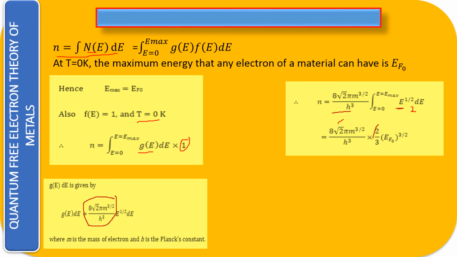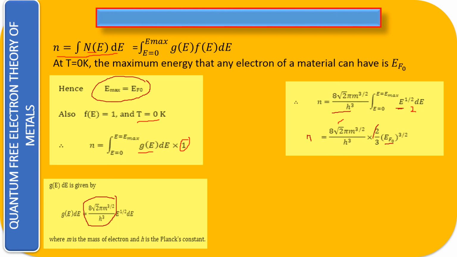Right? Put the upper limit and lower limit. The upper limit is equal to E max, and E max is nothing but your Fermi energy, EF0. You see over here, E max is equal to the Fermi energy, EF0. So this value I have substituted, minus the lower limit, which is anyway 0. So this is the value of n. The number of electrons you get is equal to 8 into (2 pi m) to the power 3 by 2 upon h cube, where h is Planck's constant, times 2 by 3 into (EF0) to the power 3 by 2.